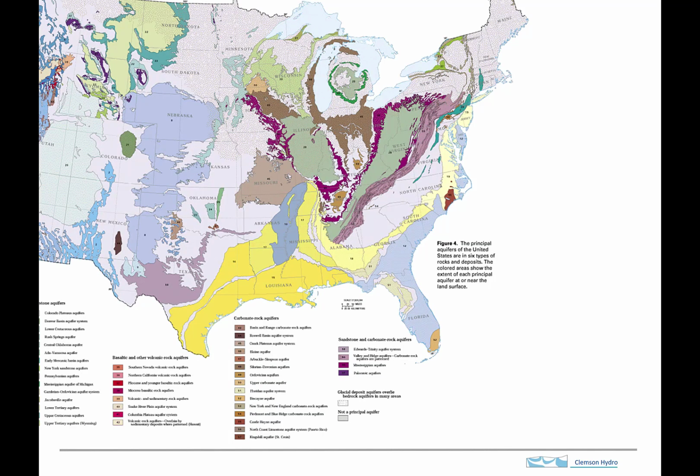So the Piedmont Aquifer System is in the eastern United States, and it's this light purple region right in here. It extends up into New England and looks something like that. This region right in here is the Valley and Ridge, and that's on the western side of the Piedmont system. The Piedmont system also consists of these green Triassic basins.